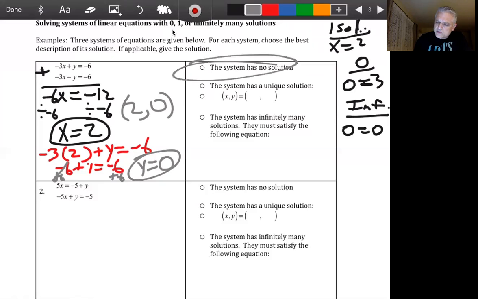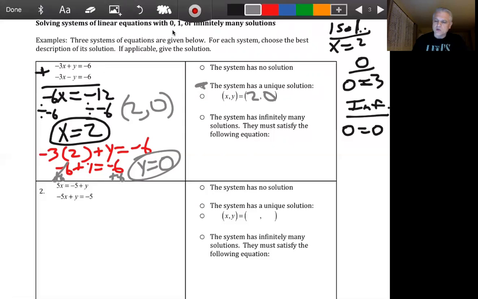So let's see what the answers are for Alex here. The system has no solution. The system does have a solution. The system has a unique solution. Yes, it does, and that xy is (2, 0). The system has infinitely many solutions. Nope. One solution, only one solution. These 2 equations are satisfied only when x is 2 and y is 0.